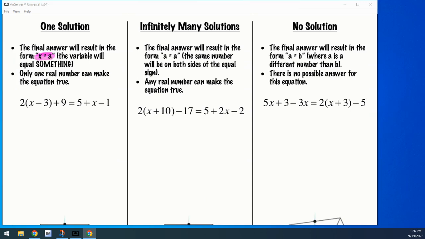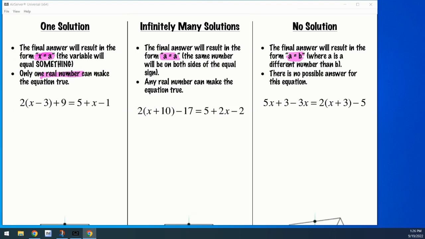something that looks like this. X equals A, and A is just a number. So there will be one answer. There's only one real number that can make it true. Then, if it's infinitely many solutions or infinite solutions, you will get this right here. A equals A. And then last but not least, no solution will get A equals B, where A is a different number than B, and there's no possible answer.